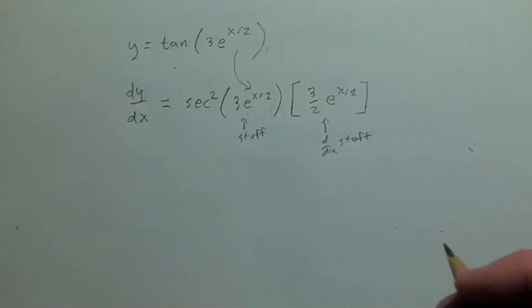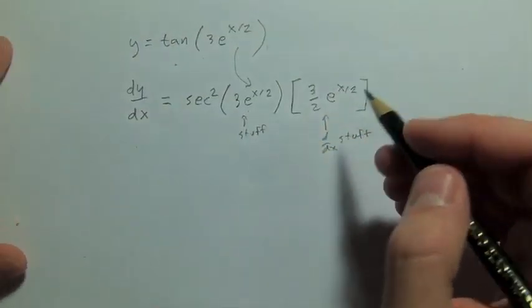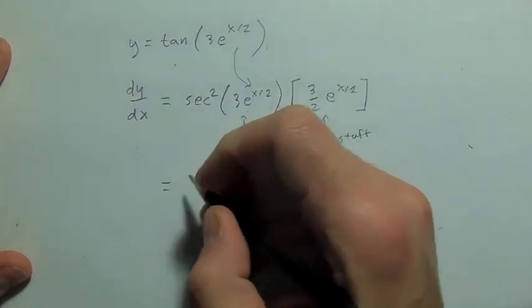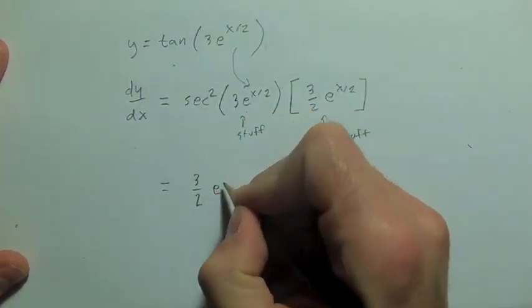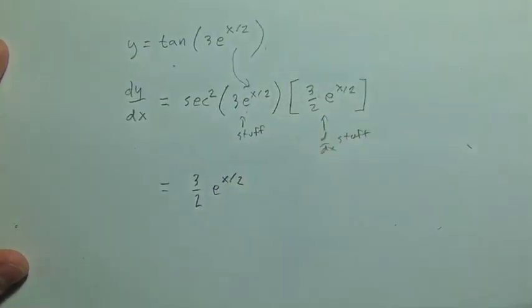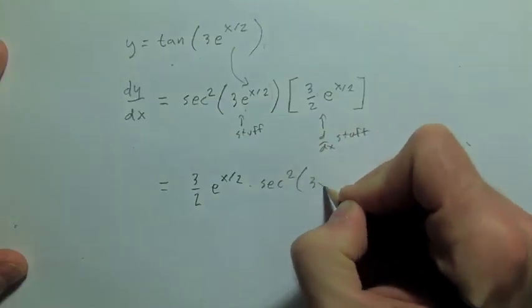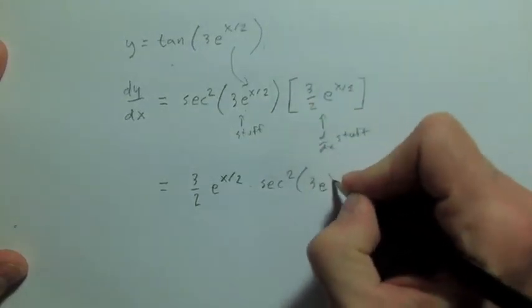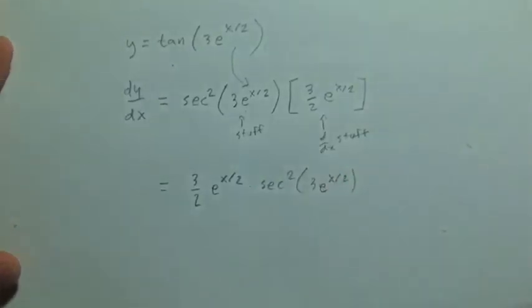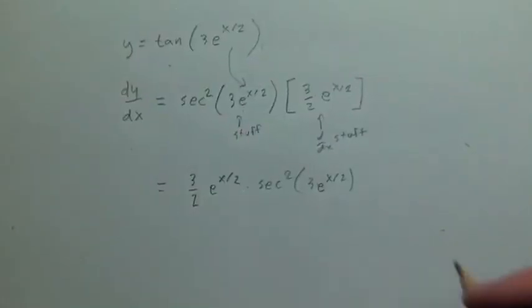Okay, and from there we're done. We could rewrite this a little bit so it looks a little better. I mean, often what people will do instead is the constant term goes first, then probably your e, and then your secant squared 3e to the x over 2. And there you go. Okay, that's that.